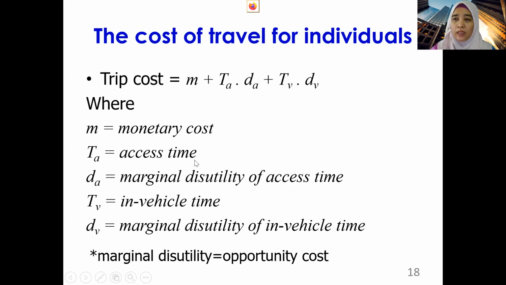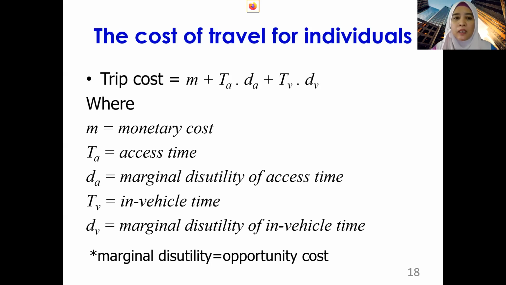Say you wait 1 hour. So in 1 hour I can work. So what's my rate? $8 per hour. So 1 times 8, or access time in minutes, so 60, no, per hour just now. So per hour with per hour, that's 8. Say you pay for your ticket is $3, RM3. So your TA times DA is 1 hour times the rate of RM8 per hour. So that's RM8 already. So 3 plus 8, 11. So M plus TA times DA is already RM11.